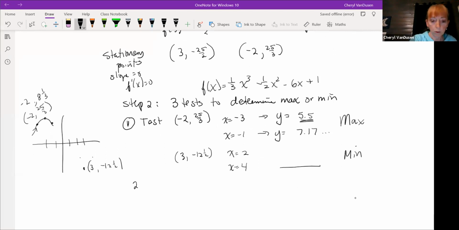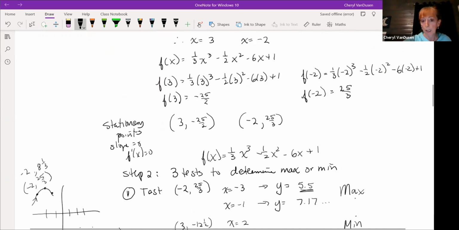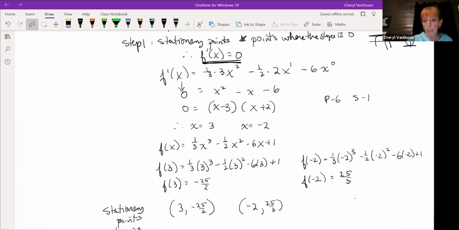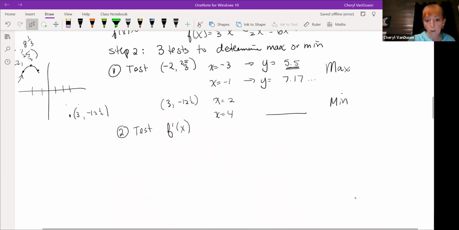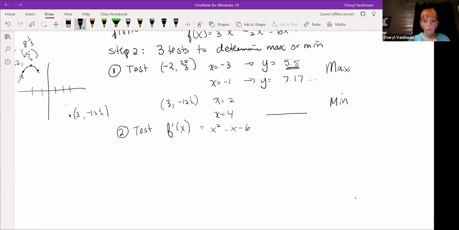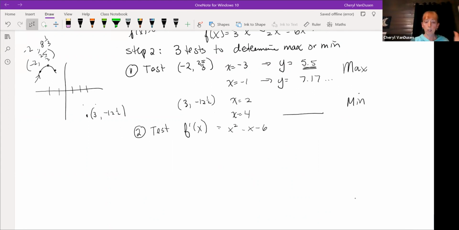Test number 2 is to find the value of the first derivative on either side, and then decide what's going on based on the first derivative. So remember, if I can just scroll back, the first derivative expression was x squared minus x minus 6. So we're going to find out again what's happening on either side of both of these points. This is one of our points. This is our stationary point. This is our other stationary point.